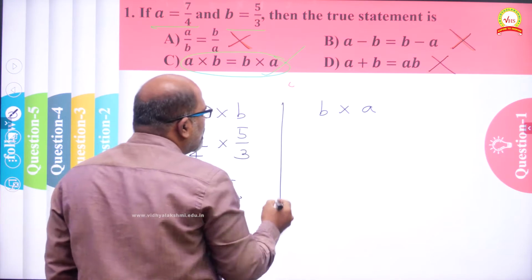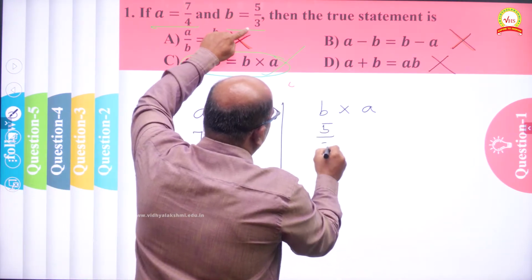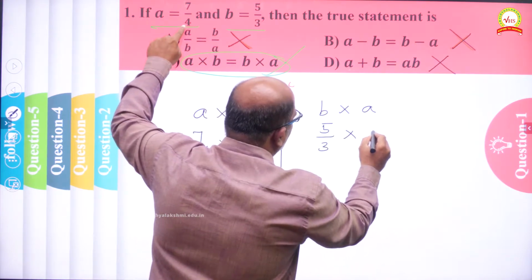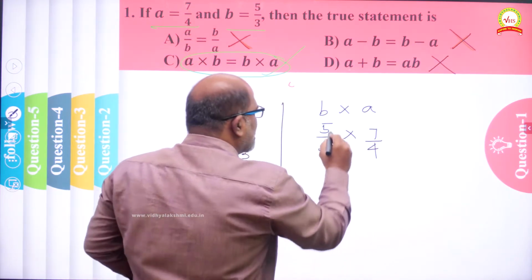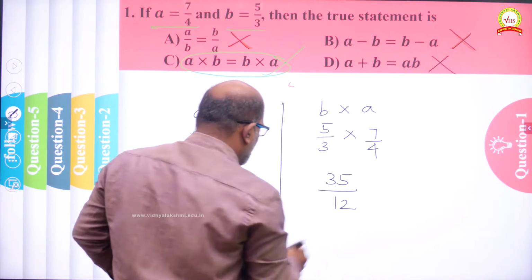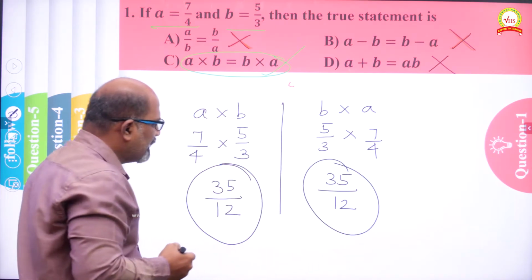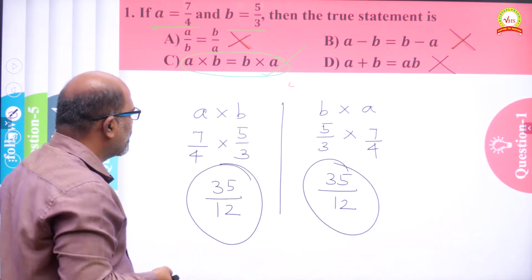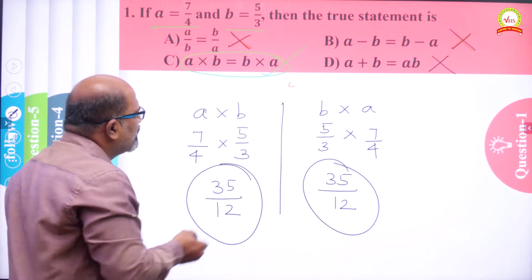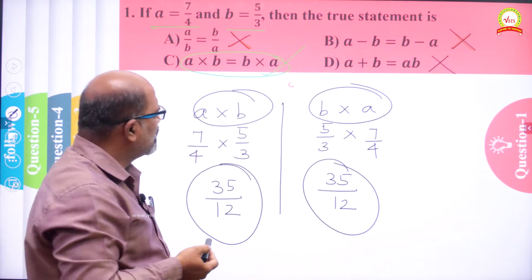On the other hand, B multiplied by A. B value is 5 by 3 and A value is 7 by 4. In the same way, 7 fives are 35 and 3 fours are 12. So definitely these two are equal, that is 35 by 12 and that is also 35 by 12. Because of that, A into B is equal to B into A. No need to verify that.